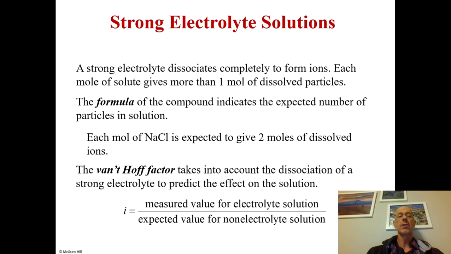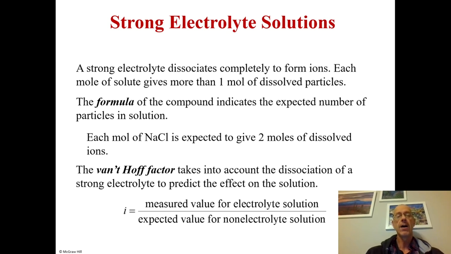Now, strong electrolytes, of course, are non-volatile. Strong electrolytes completely dissociate to form ions, and each mole of solute gives more than one mole of dissolved particles. You'd think from the formula we can simply predict what we have. Each mole of sodium chloride gives us 2 moles of dissolved particles. But your colligative properties don't follow fully 2 moles. It turns out that you get a little bit less of an effect than 2.